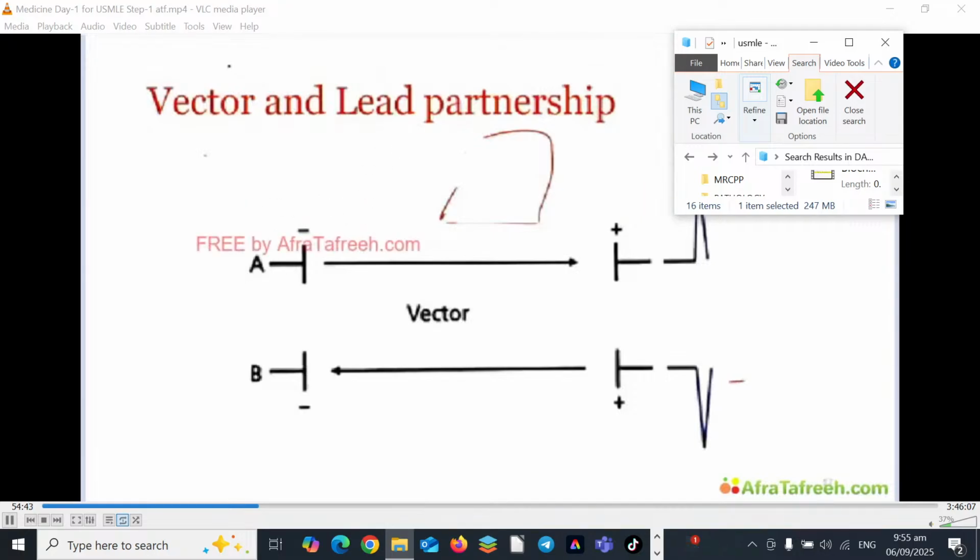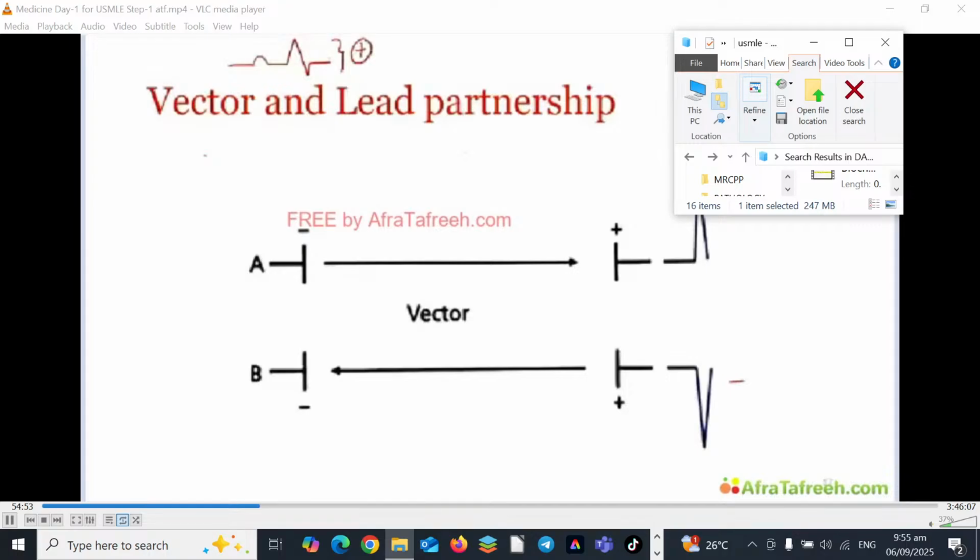When you have an EKG, if this is your P wave, and this is your QRS complex, this deflection is called a positive deflection because it is net positive. The QRS is net positive. Excellent answer.